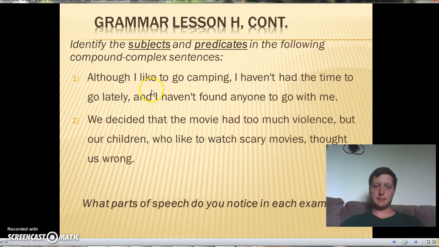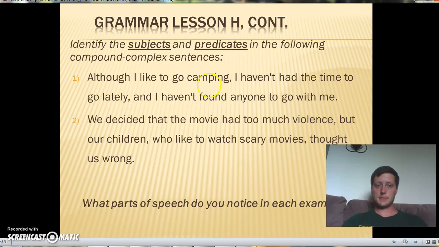Although I like to go camping. Remember, when the dependent clause comes at the beginning of the sentence, with our subordinating conjunction at the front, we have to have a comma after that dependent clause. Although I like to go camping, I haven't had the time to go lately, and I haven't found anyone to go with me. I is our subject here. Haven't had the time to go lately, predicate. Haven't found anyone to go with me, predicate. I like to go camping, again, I is our subject, like to go camping would be our predicate.